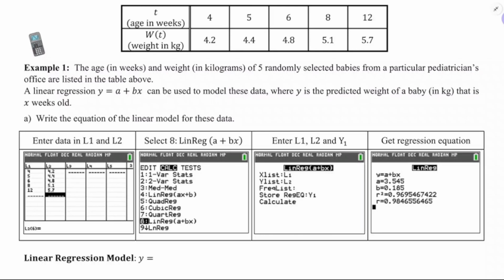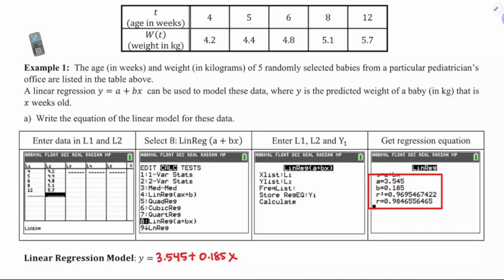Okay, so here we see a printout of what we actually saw on the graphing calculator when I did it. Okay, that didn't go all that well, but y equals a plus bx. So that's going to be 3.545 plus b is 0.185x. All right, and we can see that r squared and r value.